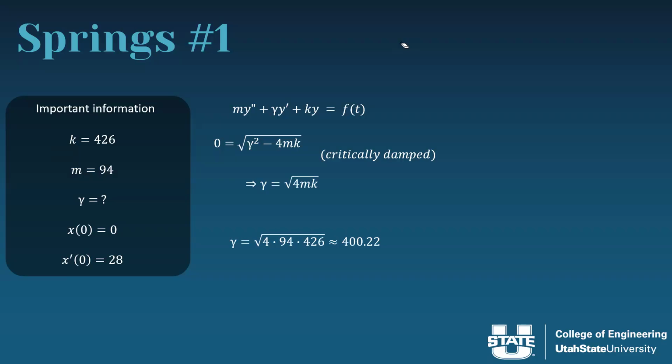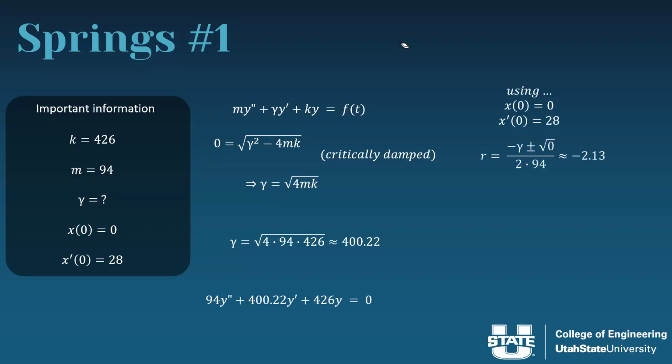Okay. Any questions thus far? No? Okay. So now that we have our damping factor value found, we can construct our ODE because we know what all the constants are. Now we can follow the same steps that we've been doing this whole time, using our initial conditions, as well as find the roots. And we only found this one because it's critically damped.